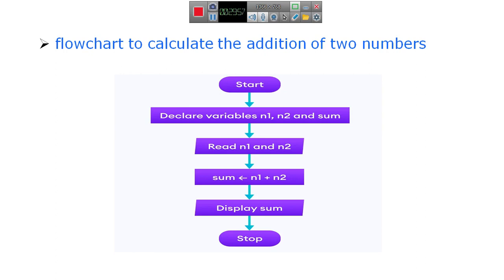So this is the way of writing a flowchart. Just observe this: start, declaration, input, process, output, and then stop.